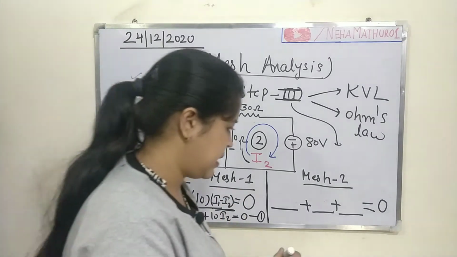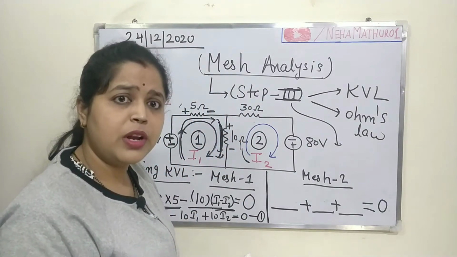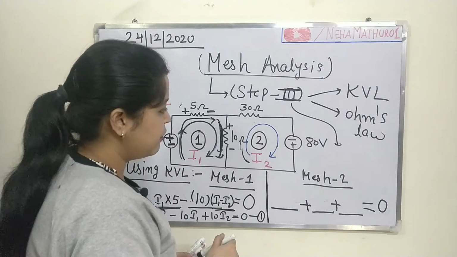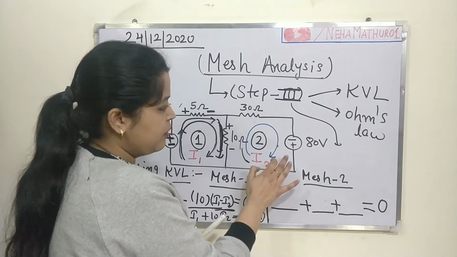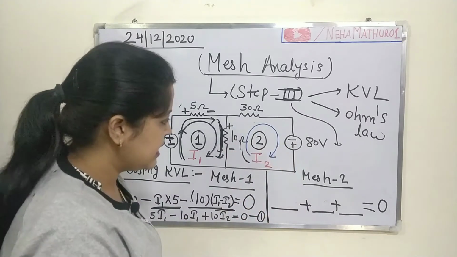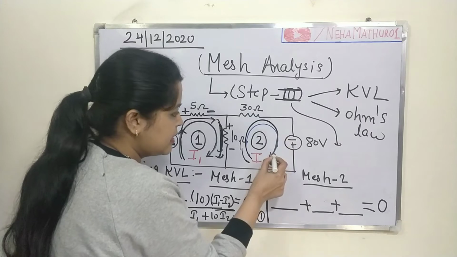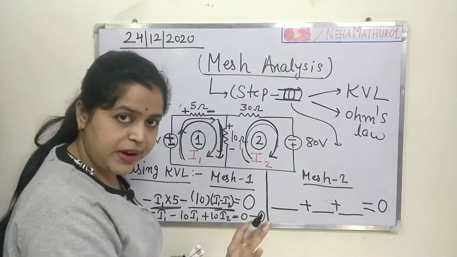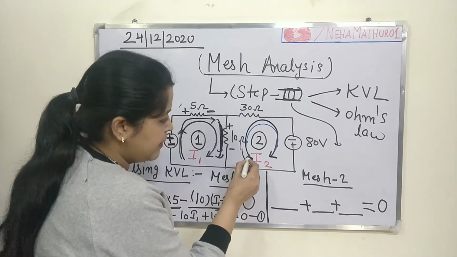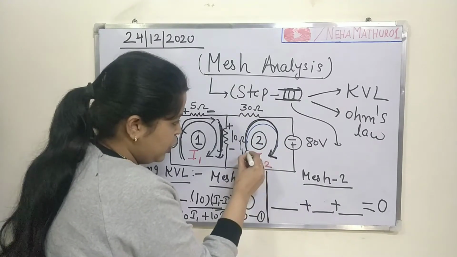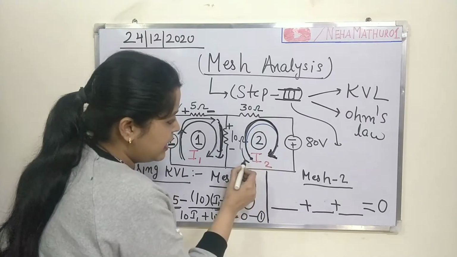Now come to the second mesh. As I told you, you will have to apply KVL in the second mesh also. Now come to the journey of this mesh. Since you already mentioned that the direction of the current is clockwise and it's starting from here, the journey of this loop, this mesh, you are starting from here.